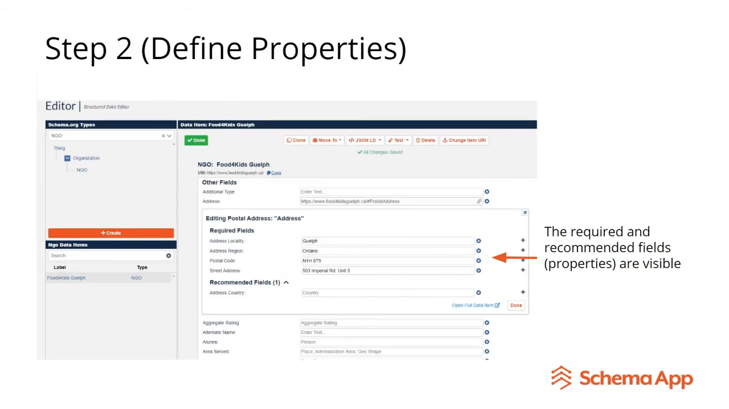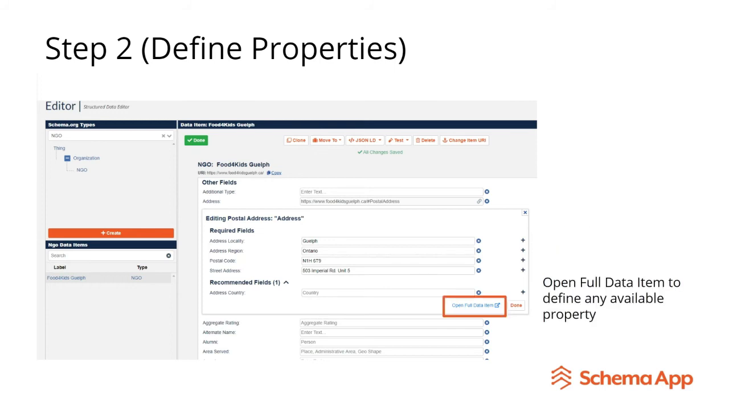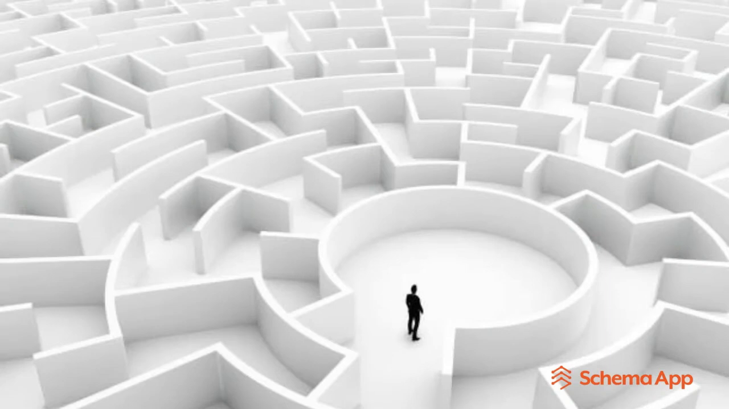Now the recommended and required properties are visible, or you might need to scroll down to see them. But if you wanted to describe some of the properties that aren't visible, you can open the full data item to define any of the properties available for this type. Now things can get a little confusing, which is why we put this video together, because you've got this data item that you've created, you're in the projects and you are defining the properties, and you may be linking to another data item, and even a data item within that data item, and it can be a little bit like navigating through a maze. But if you remember that it's always a two-step process, we're going to label it or identify it and then define the properties, you'll be okay.